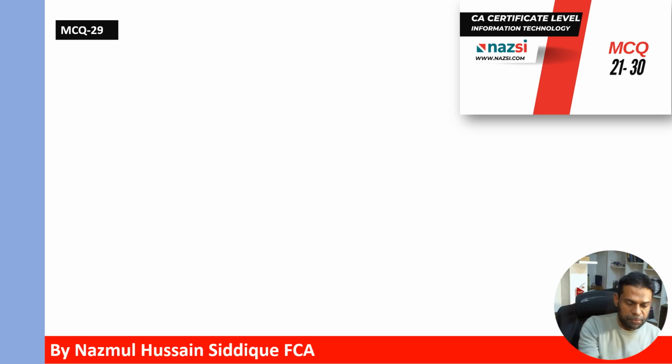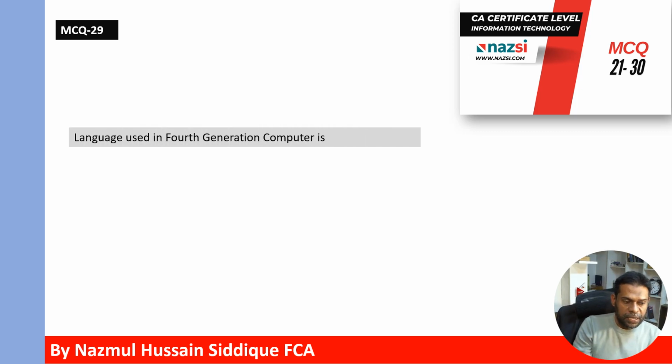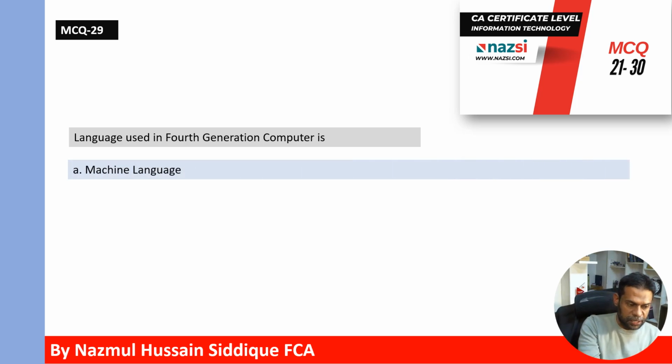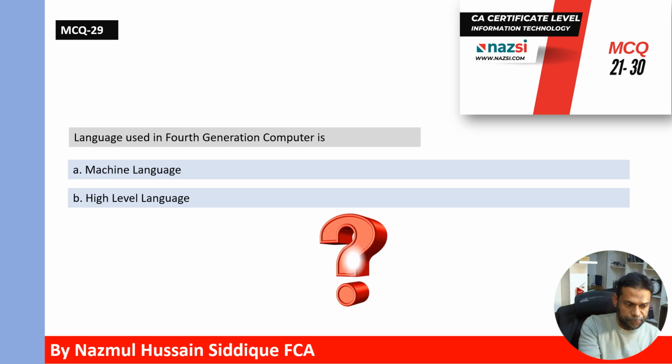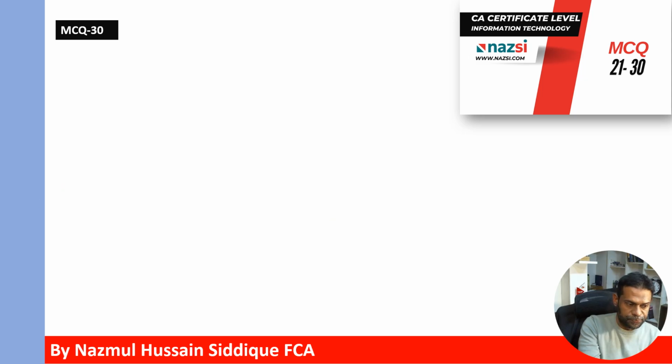Next question, number 29. Language used in fourth generation computer is machine language or high level language. Which one is correct answer? Number B is the correct answer. Language used in fourth generation computer is high level language.